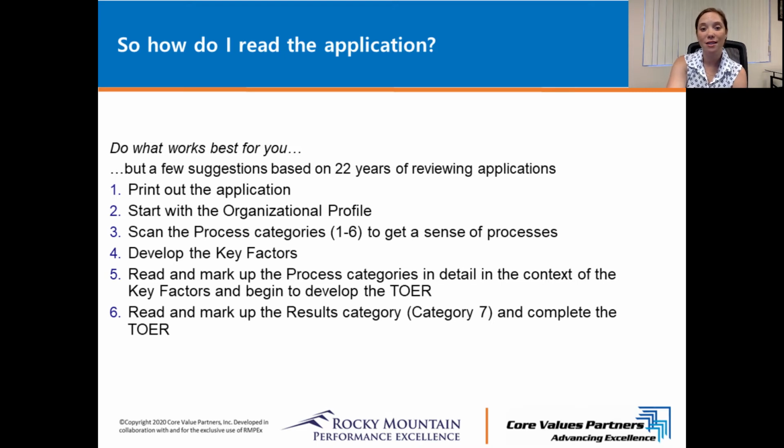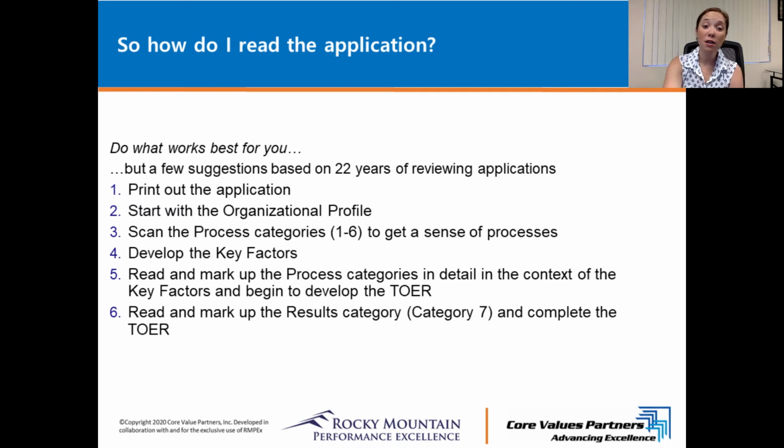This gives you a sense of whether the applicant is going to provide process-focused descriptions of how they operate, or if they're going to just provide anecdotal stories. Also, start developing your table of expected results, or TOER, as you read the organizational profile and process categories.